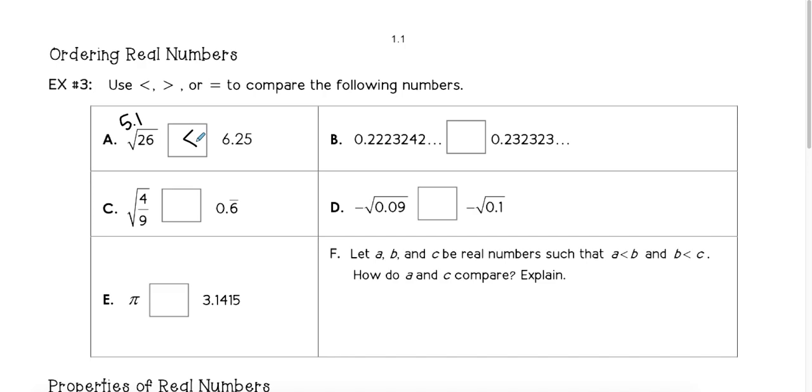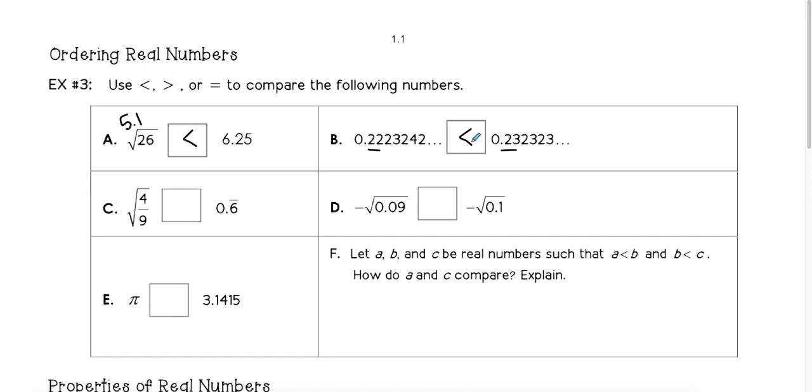Next one, the difference here is 0.22 or 0.23. So which one is smaller? Is 0.22 smaller or 0.23 smaller? So we can see that 0.22 is smaller than 0.23, just by a tiny bit.